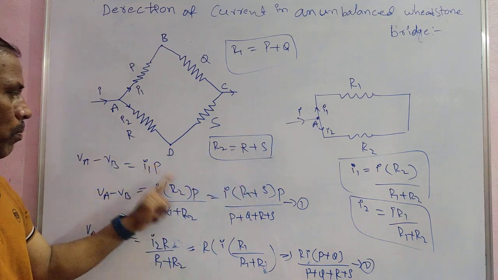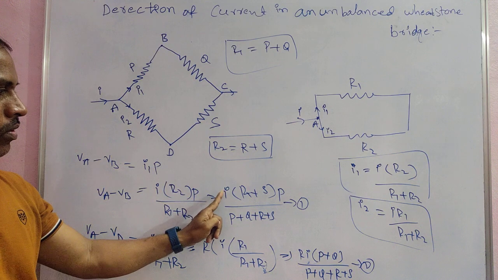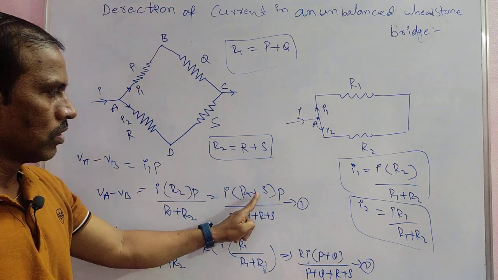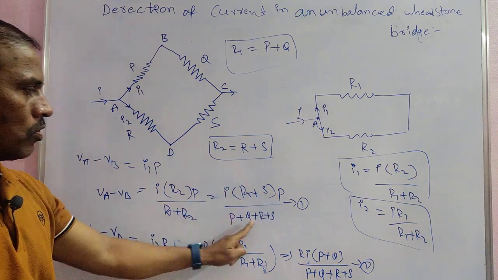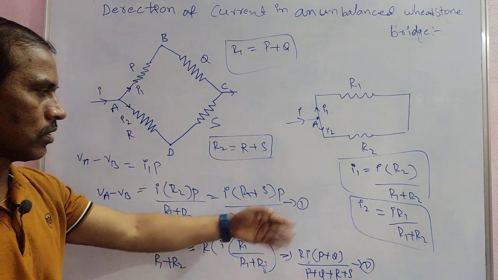Into P by R1 plus R2, that is equal to I into R plus S into P by P plus Q plus R plus S. Next, this is equation 1.